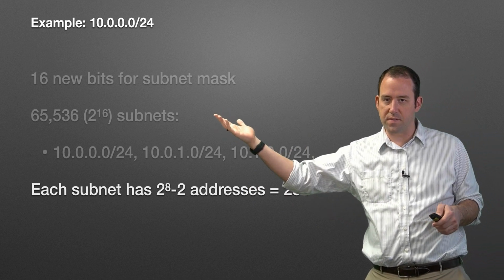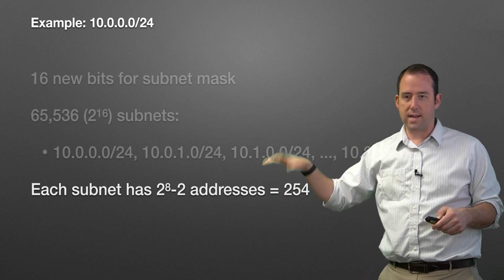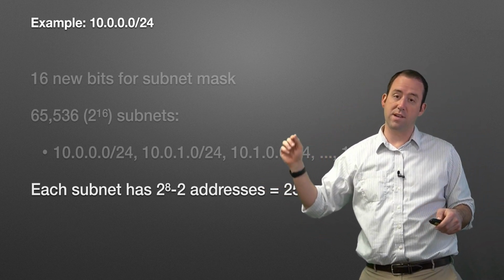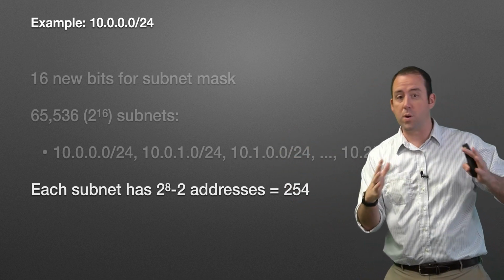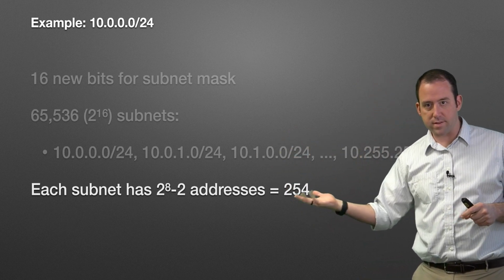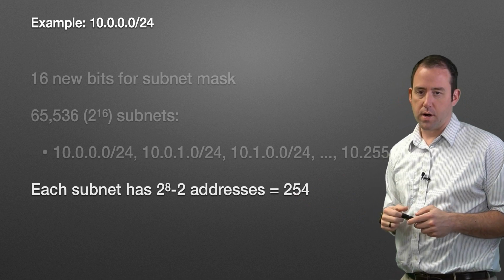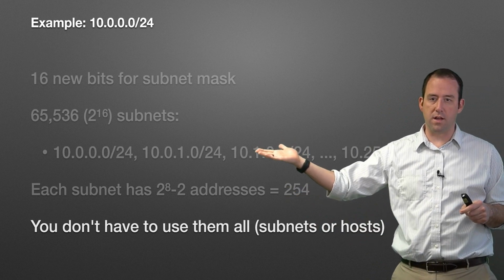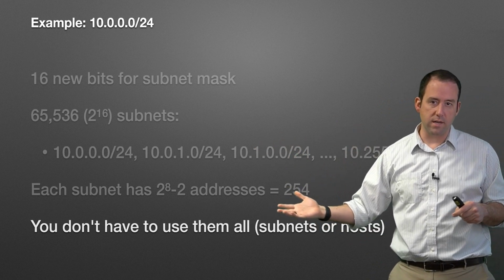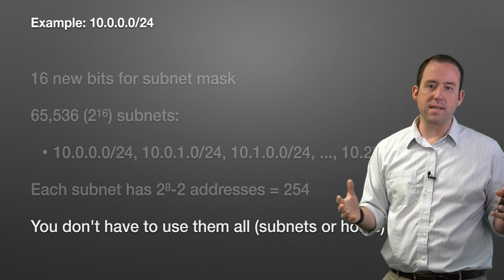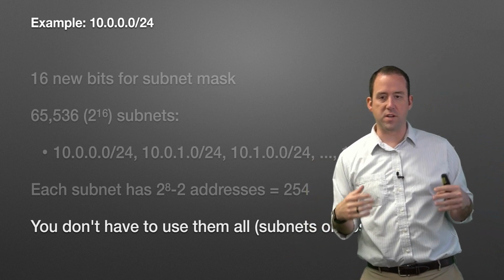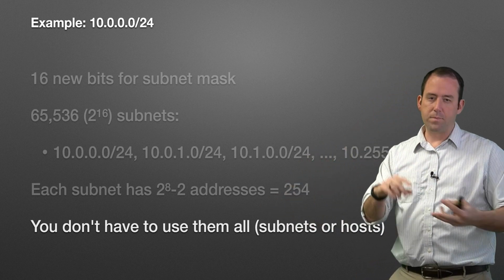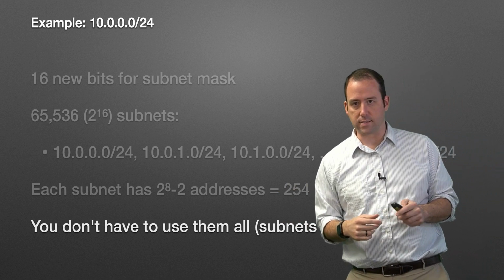So we have 65,536 different networks, 10.0.0.0, 10.1.1.0, 10.0.1.0, 10.5.5.0, every number in between, with 254 hosts per subnet. And remember, once again, you don't have to use them all. You don't have to use all the subnets. You don't have to use all the hosts on each subnet. It's just a way to split things up and make things a little bit more efficient, make your network function a little bit better for security, for control, and for congestion reasons.